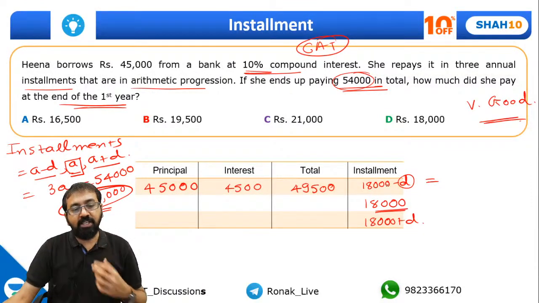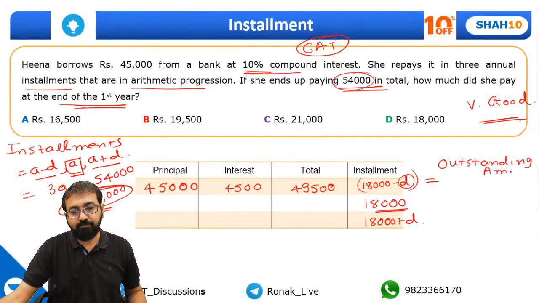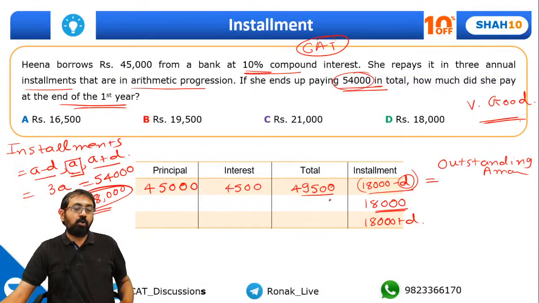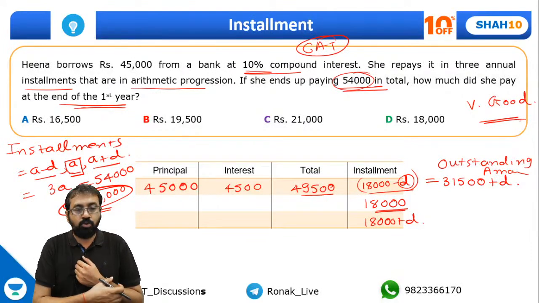So what will be left with? So 49,500 minus 18,000 minus D. Just subtract this one. So what will be the outstanding? Zahir, good. Outstanding amount will be this minus this one. So it will come out to be what? 31,500. 31,500 minus minus plus हो जाएगा, plus D हो जाएगा. This is your outstanding amount.